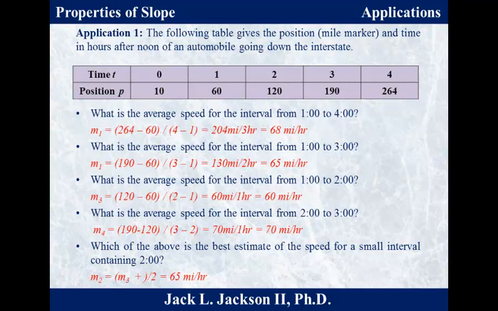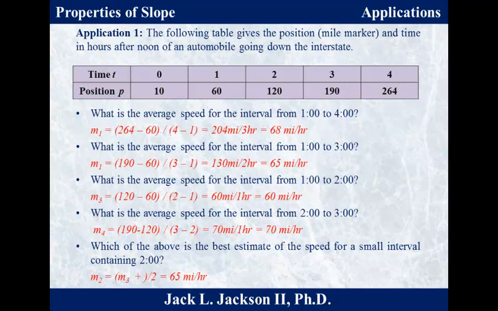Now what about from 1 o'clock to 3 o'clock? Well, this time we're using the point (1, 60) and the point (3, 190) and finding the slope. So delta Y or delta P is 190 minus 60, so that's 130 miles, but delta T is 3 minus 1, so that's 2 hours. So in that 2-hour time period, the car traveled 130 miles, so that averages out at 65 miles per hour.